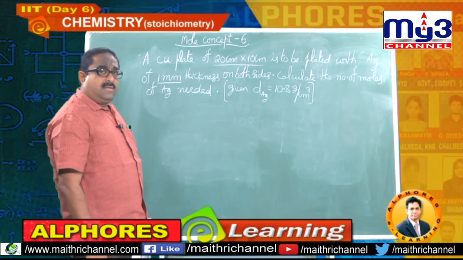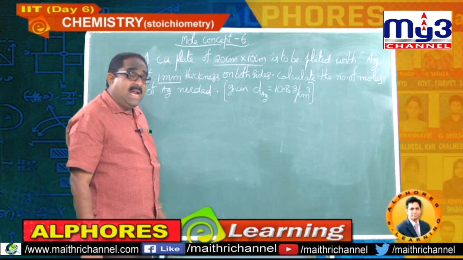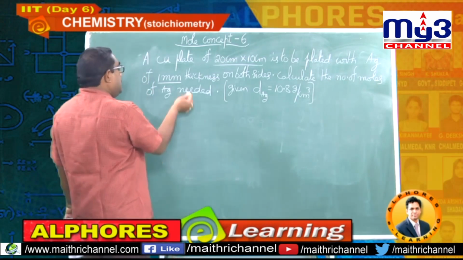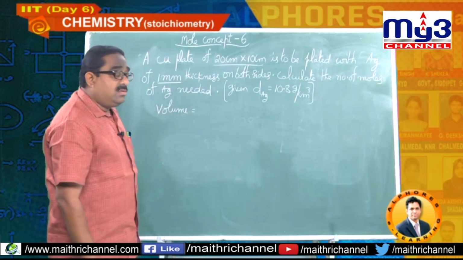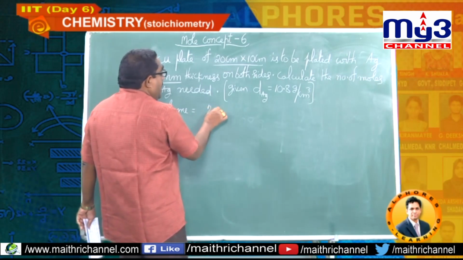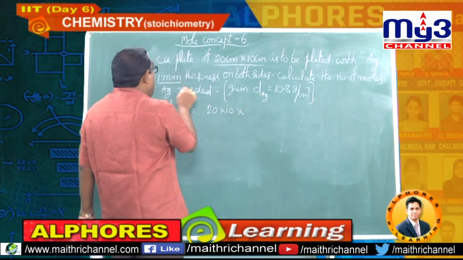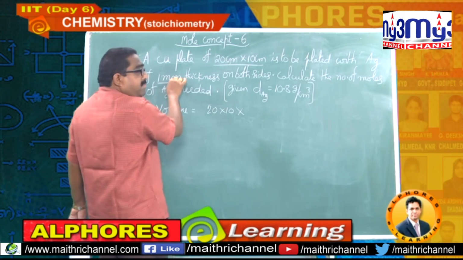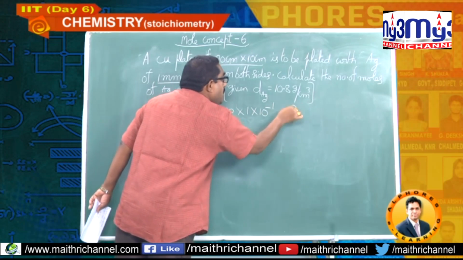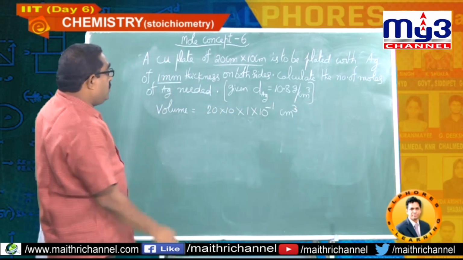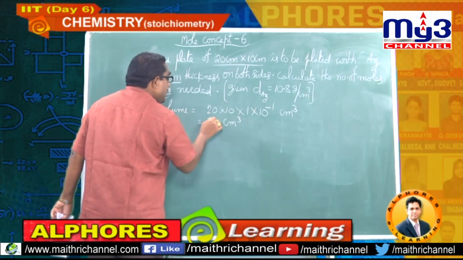Let me calculate the volume of silver needed to plate, right? Let me calculate volume first of all. How you get volume? Area into thickness, 20 into 10. Thickness means 1 mm. These two are in centimeters, this is mm. You should convert that into centimeters. That is 10 power minus 1. And volume is equal to 20 into 10 power minus 1. That is 20 centimeter cube.